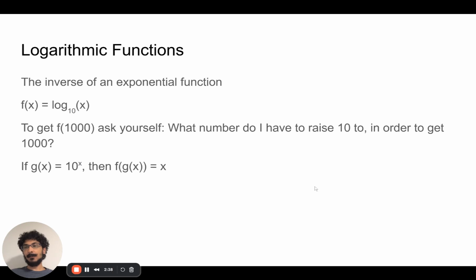Let's say for this log base 10 of x, if you want to get f of 1000, you have to ask yourself, what number do I have to raise 10 to in order to get 1000? And that answer is, of course, 3. 10 cubed equals 1000. And so this base can, of course, be anything. It can be 7, it can be 8, and you'll ask yourself the same question in order to evaluate f of x.